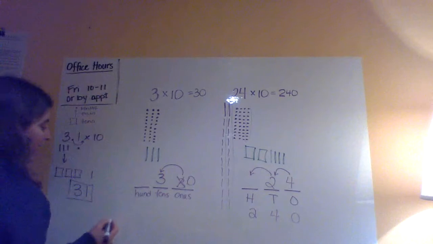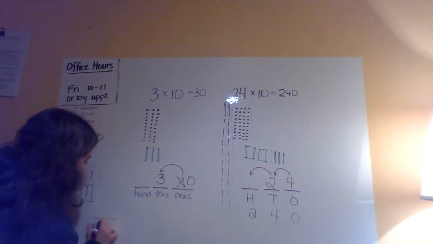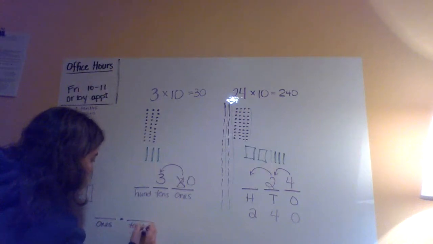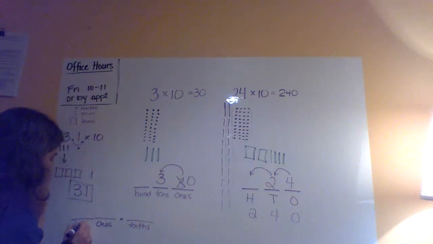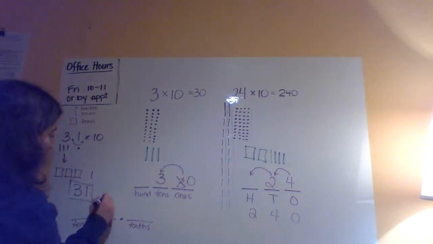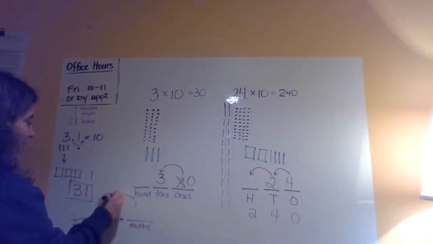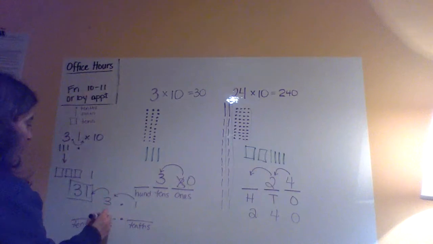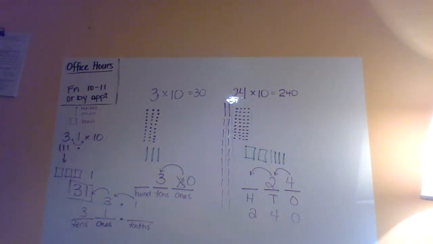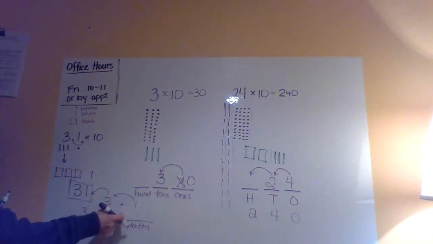So if I have, let's put it down here. Here are my ones. Here's my decimal point. So here are my tenths. And on this side of my ones are my tens. So originally I have 3.1. Again, everything gets multiplied by 10, so it moves over like this. In this case, I don't need to put a 0 there because I have my decimal point.